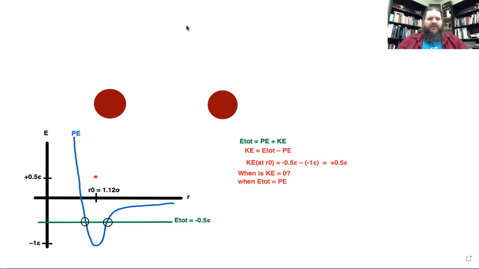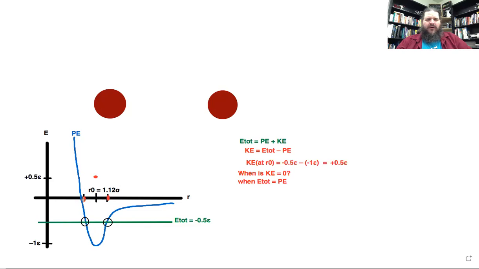Tracing those up to the axis, we could mark this R value and this R value. At those 2 R values, which we usually call R min and R max, the smallest R can be and the largest R can be, we know that kinetic energy has to be 0 because potential energy is E total. And then for the in-between values, we can use the idea that, again, kinetic energy is the difference between E total and potential energy.